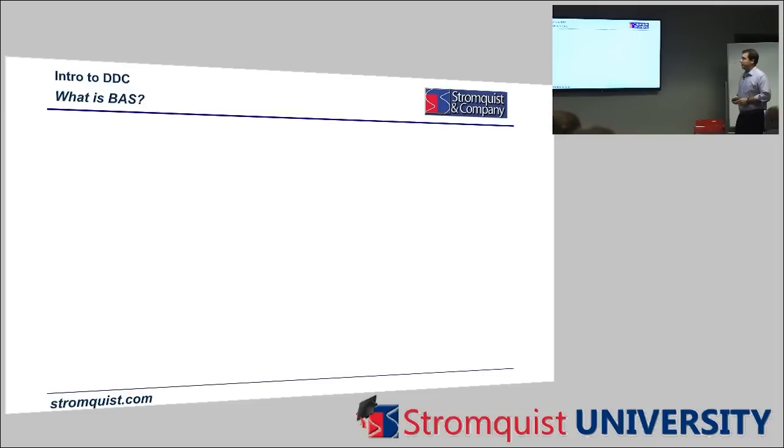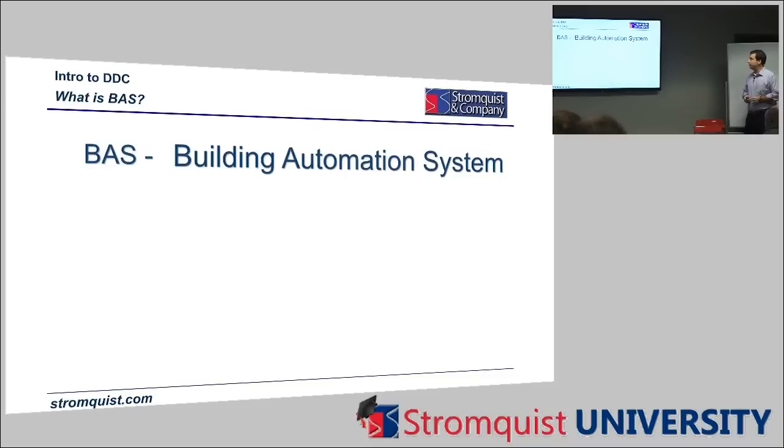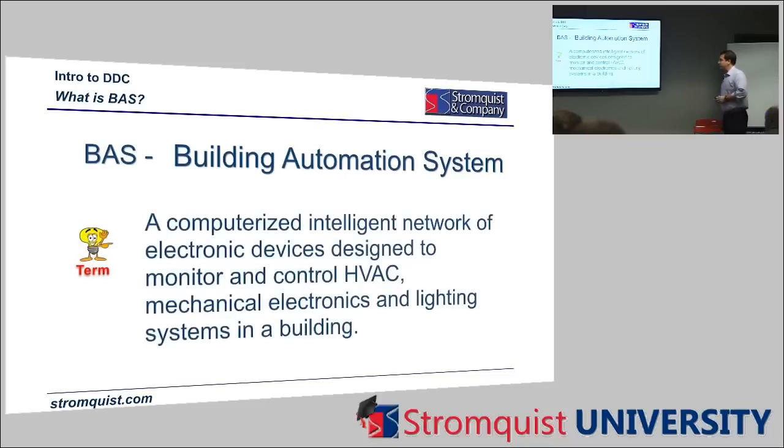All right, BAS. What's that? Building automation system. You got it. A building automation system. So a computerized intelligent network of electronic devices designed to monitor and control HVAC, mechanical, electronics, lighting systems in a building.